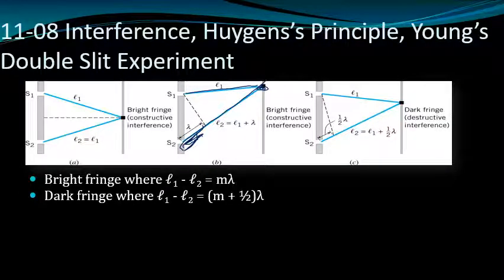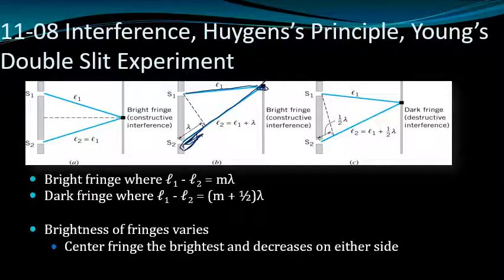You'll get a dark spot where it's a half of a wavelength. So a half, or 1.5, or 2.5. So it's m plus a half number of wavelengths. The brightness of the fringes varies. The center fringe is the brightest and decreases to either side, because more light goes straight than bends.